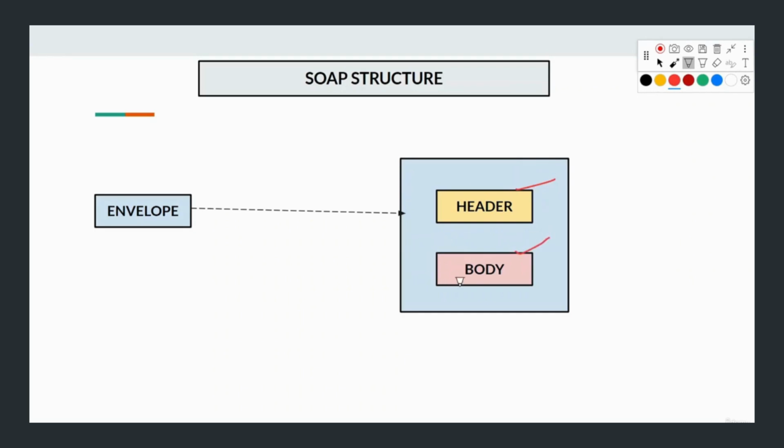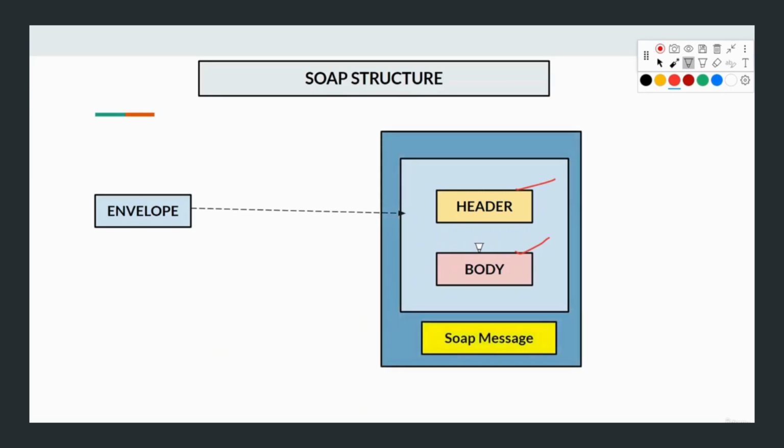The body will contain all the details which need to be sent to the service provider, right. And this will be in which format? XML format, right. So both of these combined make the SOAP message. That's how the SOAP message is defined. The SOAP message in XML format will be sent from client to the server, and in return it will send back the response.